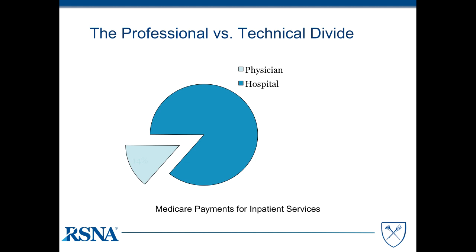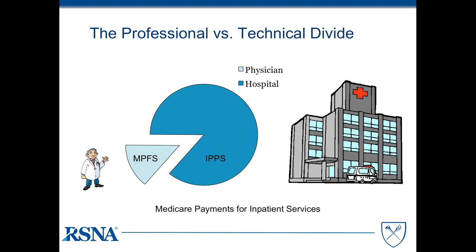We'll talk more in future modules about the differences between professional and technical payments, as well as how bundle payments are structured. But for the purposes of this talk, it is important to know that Medicare typically pays physicians out of a different bucket of money than it pays hospitals. The dollars for radiologist services, and most non-radiologist physician services as well, come from the Medicare physician fee schedule. But the dollars for inpatient hospital services come from the inpatient prospective payment system.